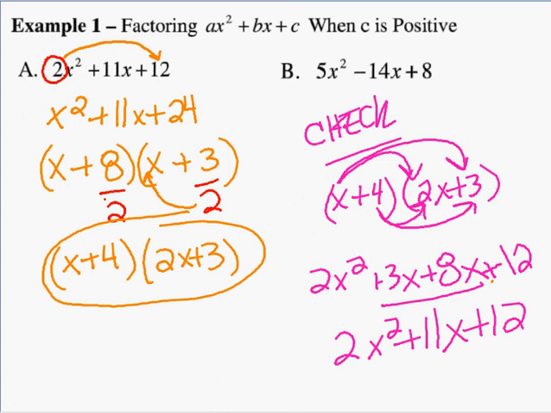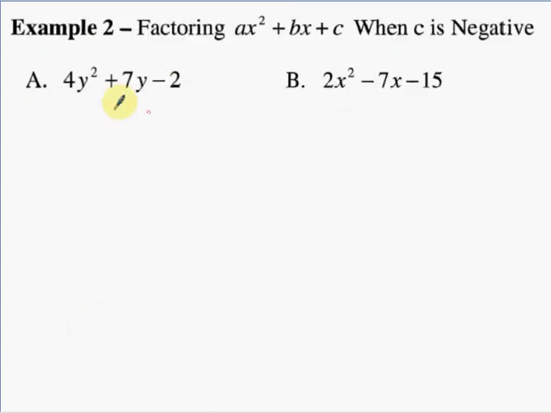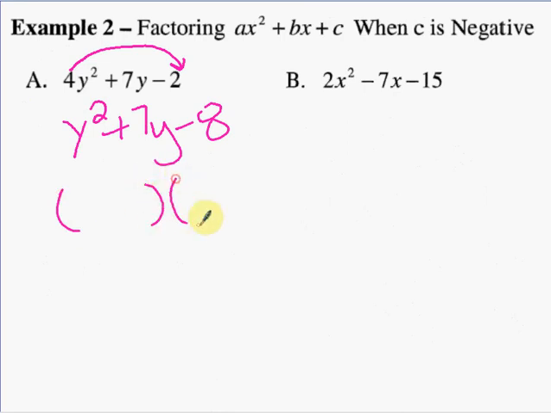Alright, let's do another problem here. Let's do this one right here. So I look for a greatest common factor. There isn't one, so I multiply, and that gives me y squared plus 7y minus 8. I go ahead and I factor. This negative right here tells me that I need one of each. Y squared is y and y. What numbers multiply to give me negative 8 but add to give me 7? That's going to be positive 8 and negative 1.